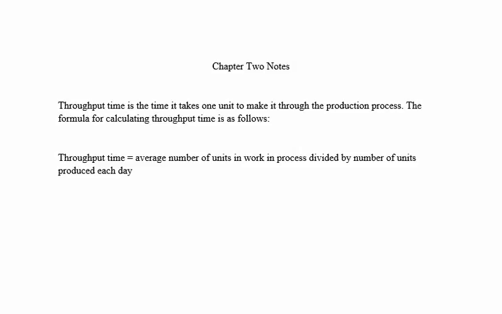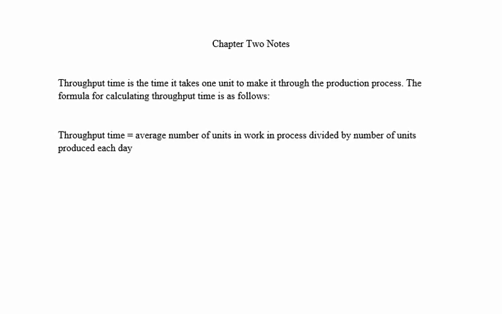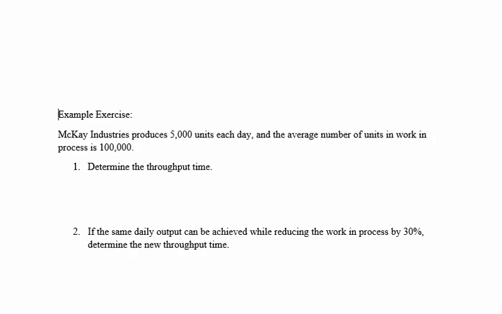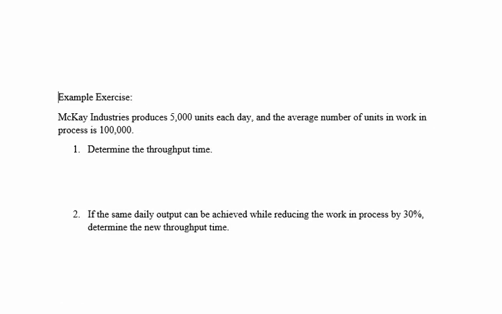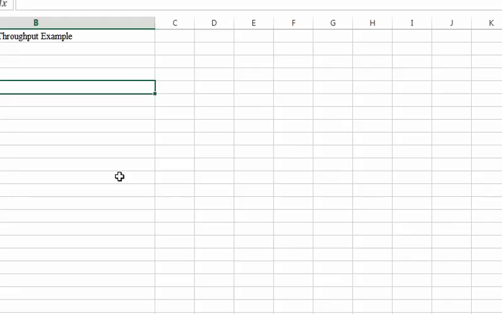So I made up an example here similar to an exercise in your book that you're going to complete for me. So let's look at this example exercise. McKay Industries produces 5,000 units each day. The average number of units in work in process is 100,000.